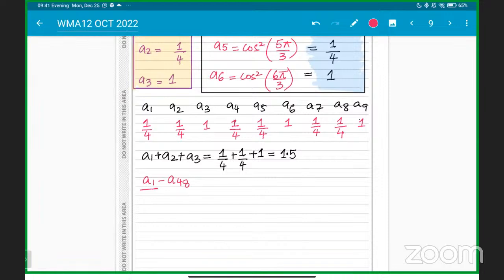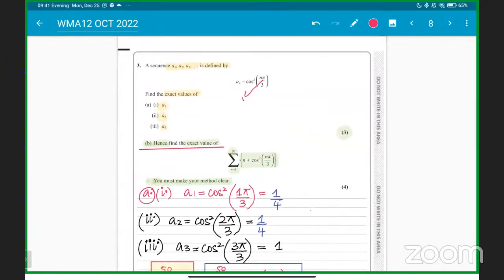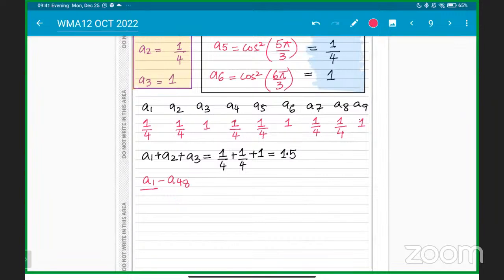Till the first term, that is A1, till the 48th term, how much will I get? 1.5 is the sum of 3 terms, and I will get it 16 times. 3 times 16 will give me 48, right? So this is the sum of 3 terms, so I'll multiply this by 16. Everyone getting it clear? 1.5 times 16 will give me 24. So 24 is the sum till the 48th term.